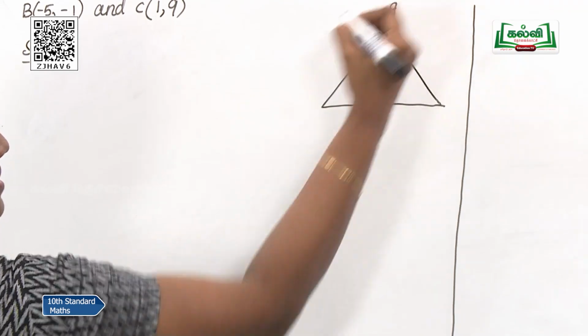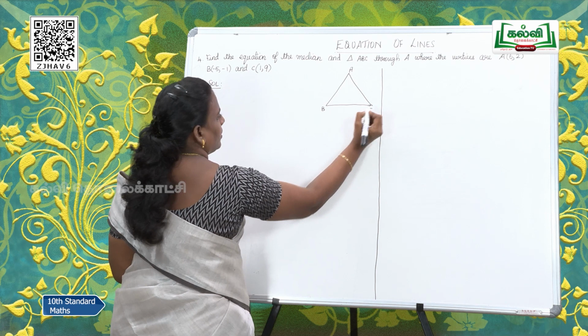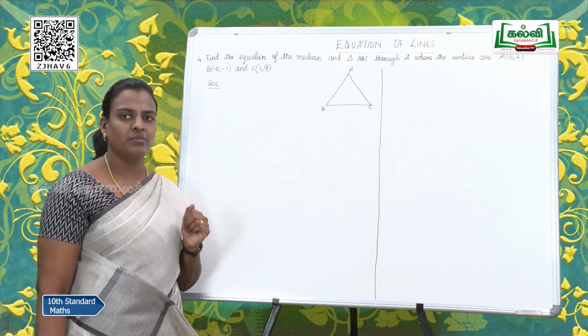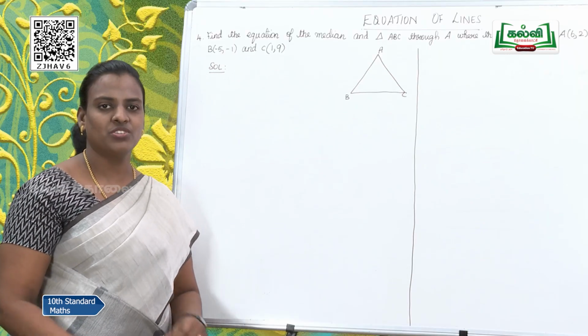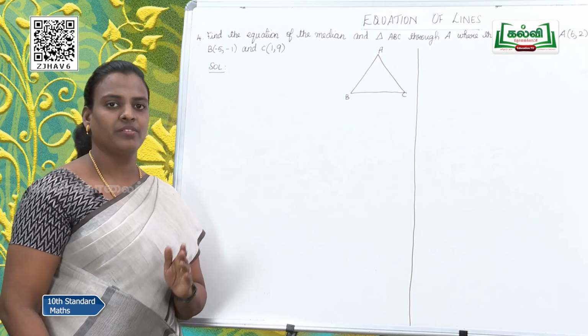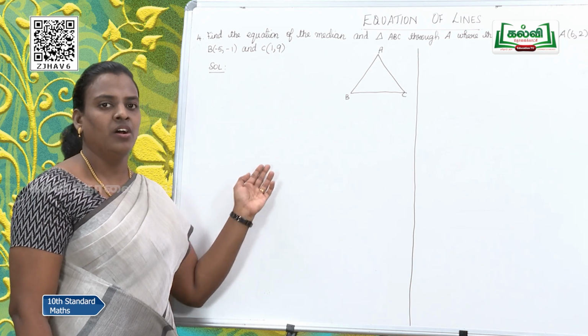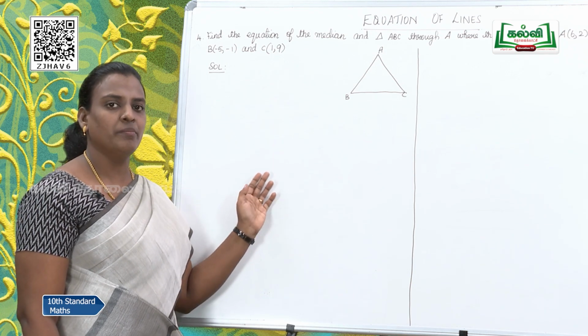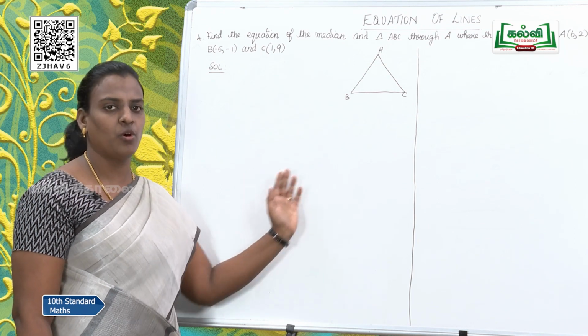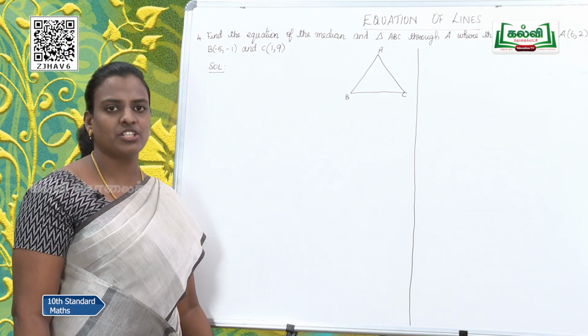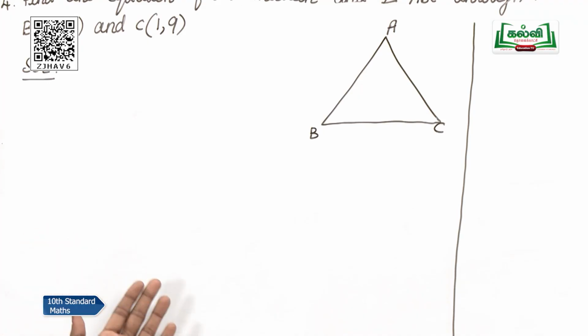I take the vertices as A, B and C. Now, I am going to find the equation of the median. What do you mean by the median? Anyone knows the answer? Very good. The median is nothing but the line joining the opposite vertex and the midpoint of the line joining the opposite vertices. So now here you are going to find the equation of the median through the point A.